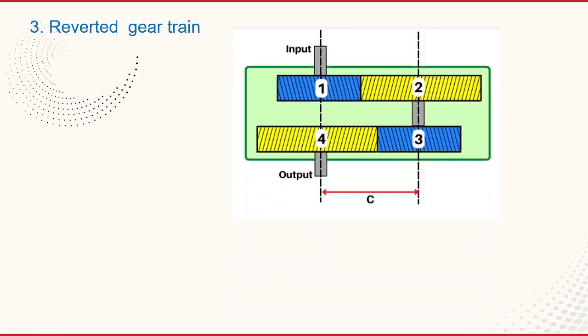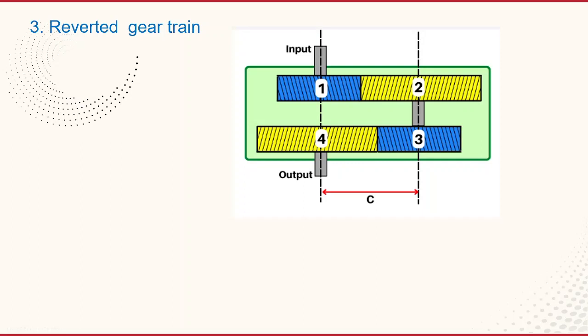You see an example of the reverted gear train. Here input gear 1 is meshing with gear 2, and gear 2 is connected on the same shaft to gear 3. Gear 2 and gear 3 are on the same shaft, and gear 3 is meshing with gear 4. The axis of gear 4 and gear 1 is the same, but there is no direct relation between these two gears 1 and 4. Gear 1 is meshing with 2 and 3 is meshing with 4. That means 1 and 4 are rotating with different speeds on the same axis.